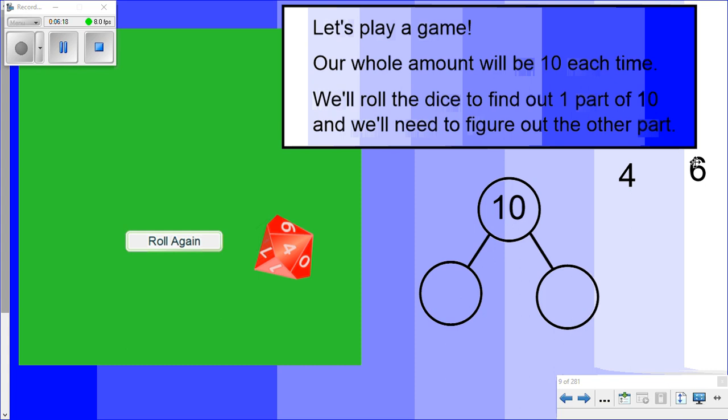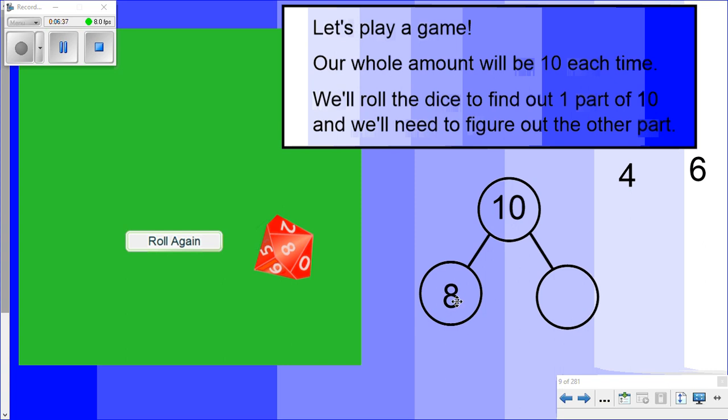4 and 6. Okay, I'll roll the dice, but if a 4 or a 6 shows up, then we will roll it again. Here we go. Ooh, 8 is one of our parts. So our whole number is 10, and now 8 is one of our parts.